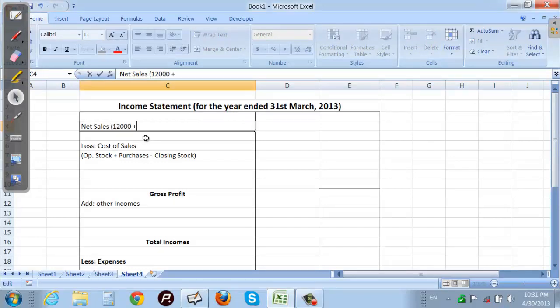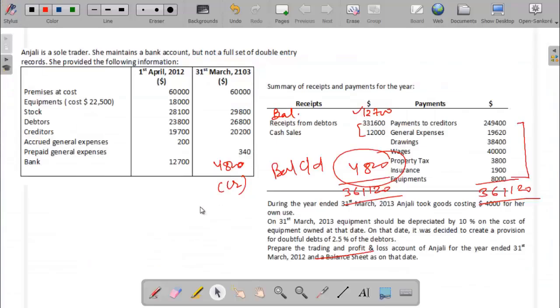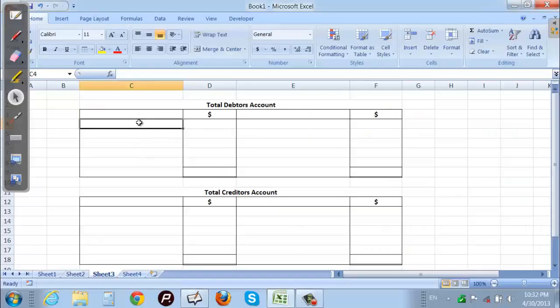And now we require credit sale. So to know the credit sale we will prepare the total debtors account. Credit sale is not given in the question, so to compute the credit sale we will prepare the total debtors account. To prepare the total debtors account, first we require opening debtors. In the question, the debtors opening value is 23,800. So this I will write, and debtors are assets. Assets always show debit balance. So this I will write on the debit side.